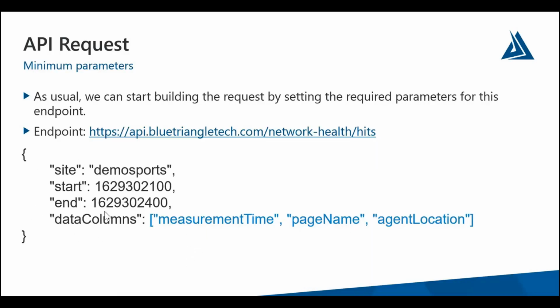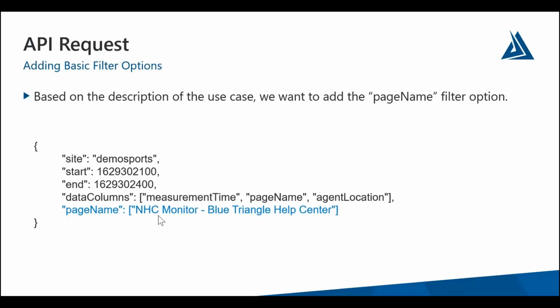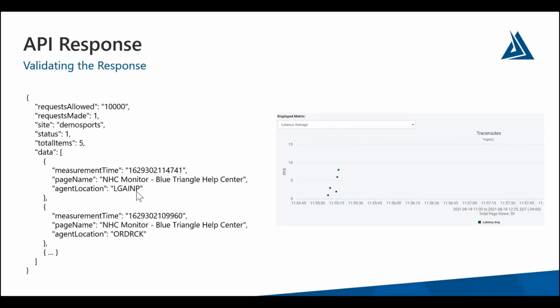So now that we have all of that, I think the last thing we need to do is add the page name filter again. So based on what we described as the use case, this is the JSON that we've come up with. And just like the other one, we can send that to the API and then validate the response. So we can see that there are 5 total items over this time period, and we could do some spot checking: is this the right agent location, or is this time corresponding to this time? So it's always great to ensure that you validate the response to some degree to make sure that you have the data that you're looking for.